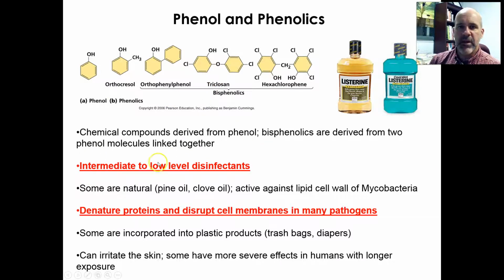These are generally intermediate to low-level disinfectants. A lot of natural disinfectants have naturally occurring phenolic compounds in them. Things like pine oil and clove oil, many of these oil-type things that people use as natural antiseptics, really contain phenolic-type compounds. Interestingly, some of these are active against the mycolic acid cell wall of the mycobacteria, like Mycobacterium tuberculosis, which we've talked about as a difficult organism to control. These are pretty good at disrupting cell membranes, breaking cell membranes apart, and denaturing proteins.